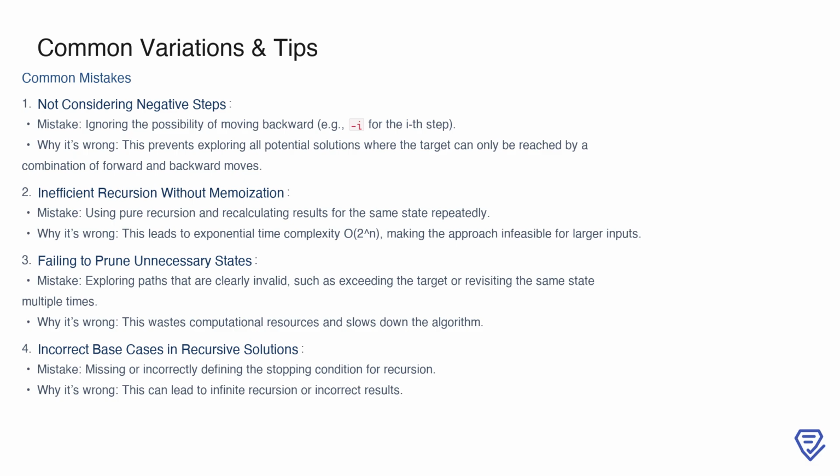Another issue is using inefficient recursion without memoization. Pure recursion recalculates the same results repeatedly, leading to exponential time complexity, which is impractical for larger inputs. Additionally, failing to prune unnecessary states can waste a lot of computational resources. For example, exploring paths that exceed the target or revisit the same state multiple times slows down the algorithm significantly.